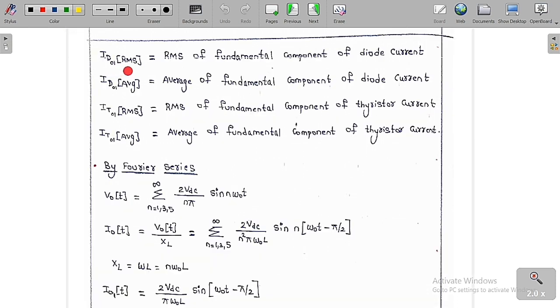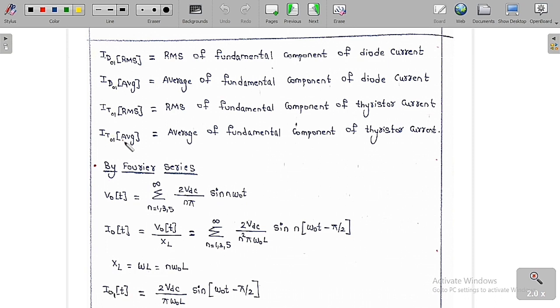I've already told you this indicates the RMS value of the fundamental component of the diode current, whereas this indicates the average value of the fundamental component of the diode current. Similarly, this one indicates the RMS value of the fundamental component of the thyristor current, whereas this indicates the average value of the fundamental component of the thyristor current. So 0, 1 indicates that it is the fundamental component of the respective current.